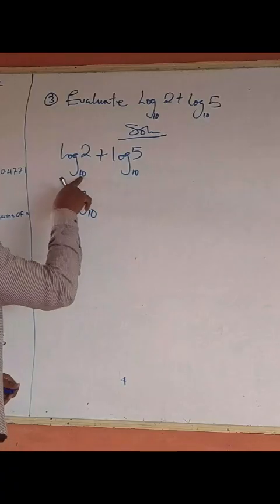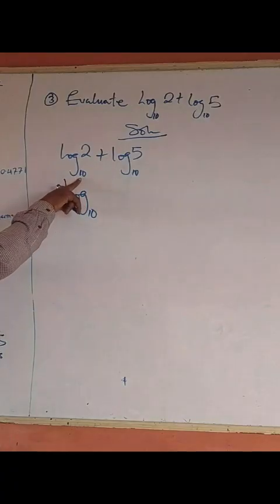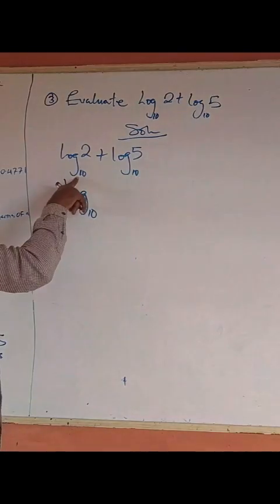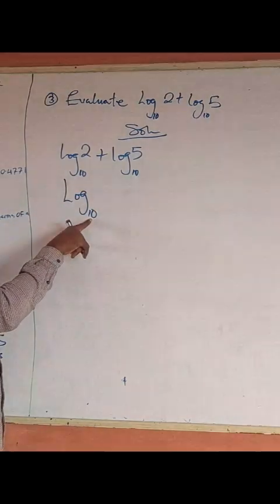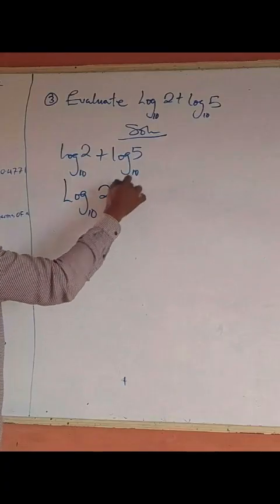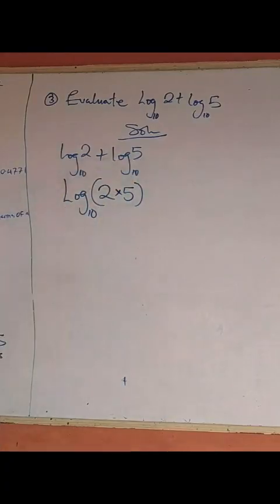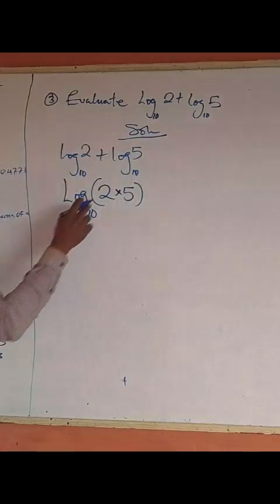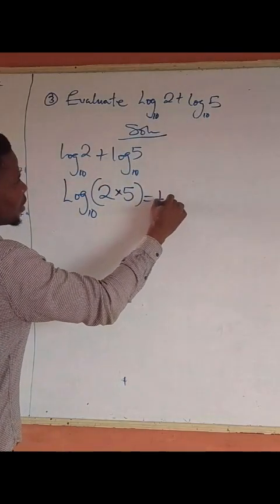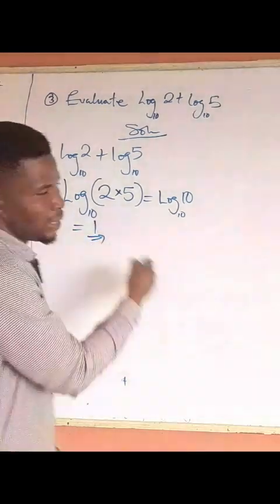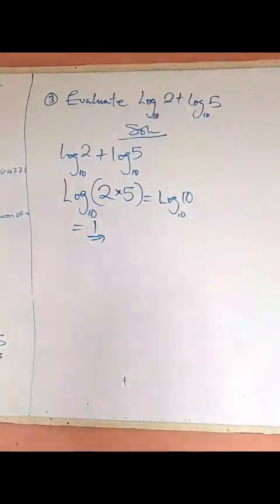Multiplication. Since they have the same base, you just pick one of the base and then multiply the numbers. So we have 2 times 5, that's log 10 to the 10, and that is simply 1, just like we said before. The answer is 1.